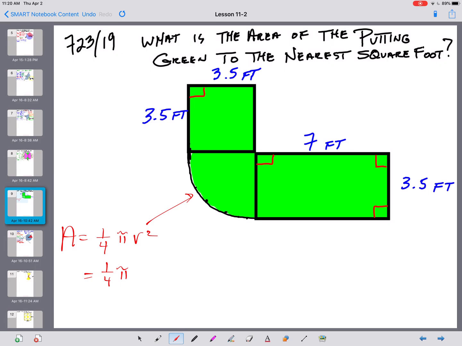What's the radius? Well, the radius is right here. What is that length? Oh yeah, that's 3.5. Do you see that? There it is. So that's going to be 3.5 squared. Let's go ahead and do that. In my calculator, what is 1/4? I'm going to use 0.25. Then I'm going to multiply it by pi. Then I'm going to multiply it by 3.5 squared. That's the area of that curved area.